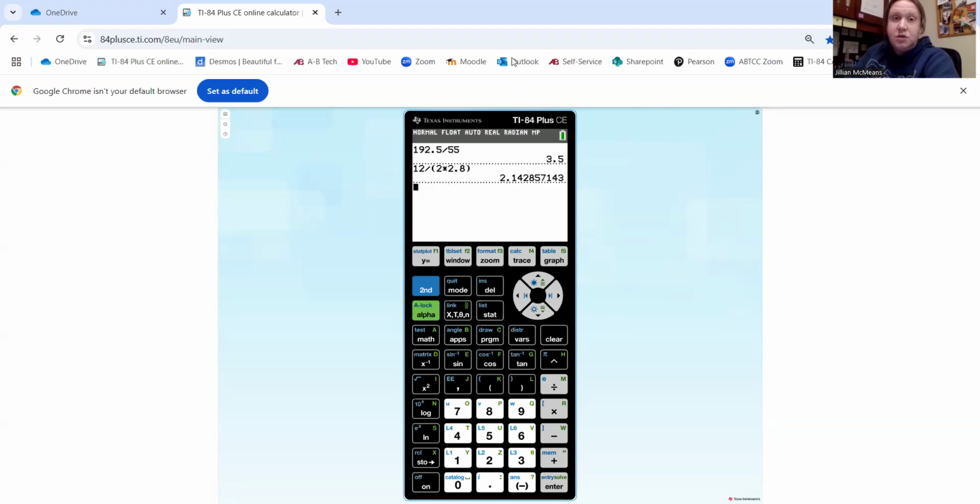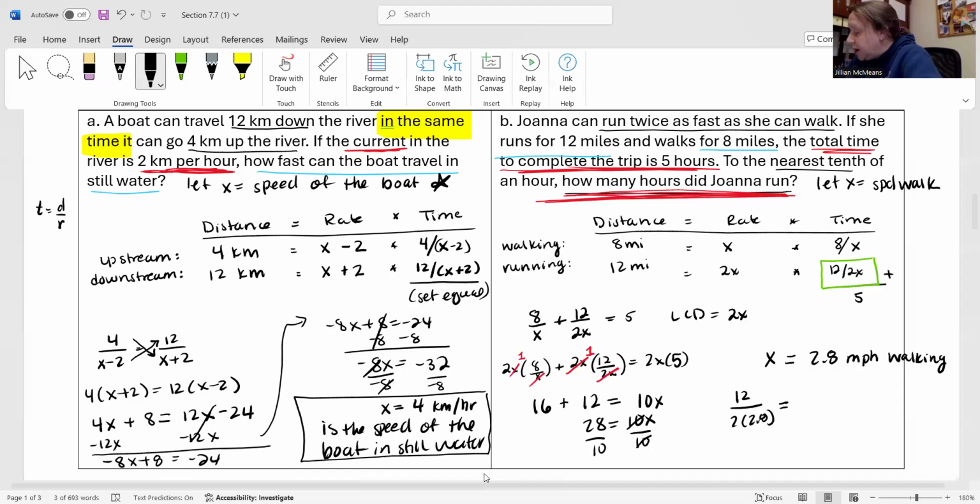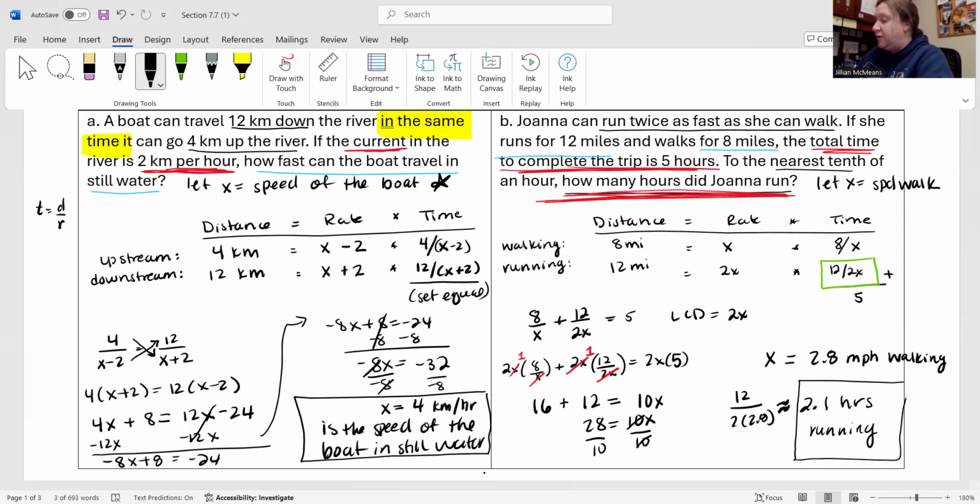Okay. So we can then say that this is equal to approximately, we're going to use a little squiggly equals for approximately equal to 2.1 hours. So again, if we solve this, we find x, which is the speed that Joanna was walking, but we use that x to figure out the number of hours Joanna spent running. So 2.1 hours running. And that's kind of a cheap explanation, but for the sake of time, we're going to leave it at that. So Joanna spent approximately 2.1 hours running.